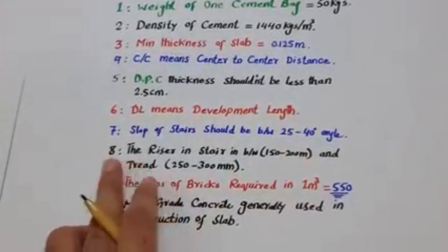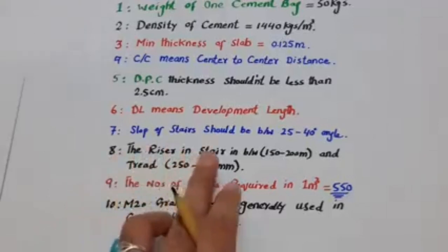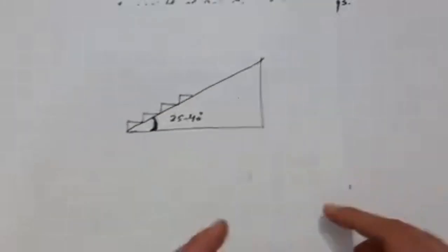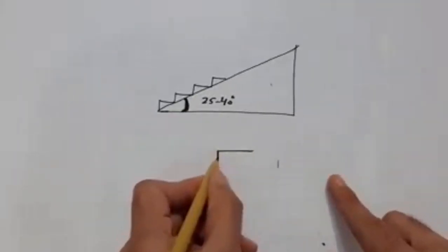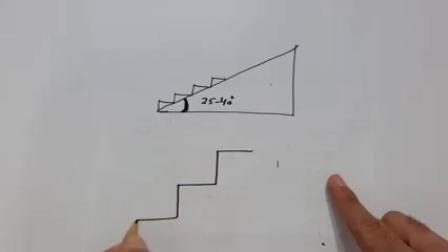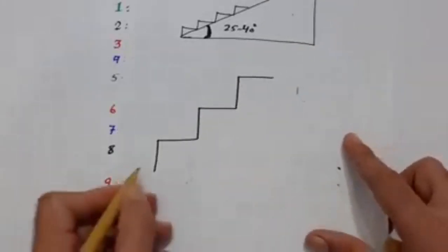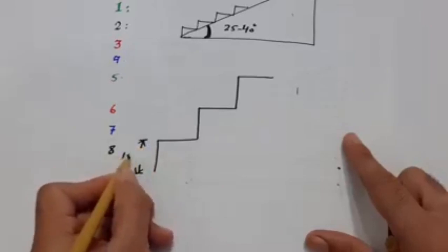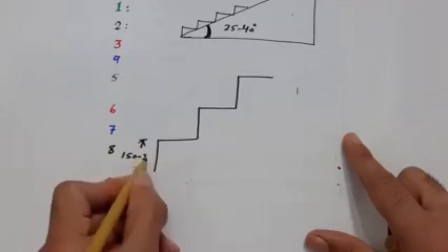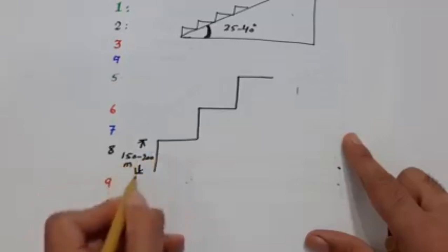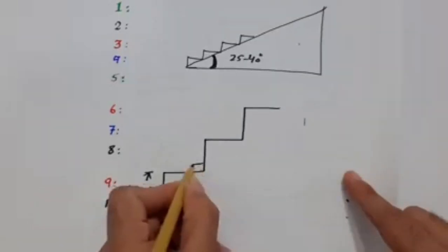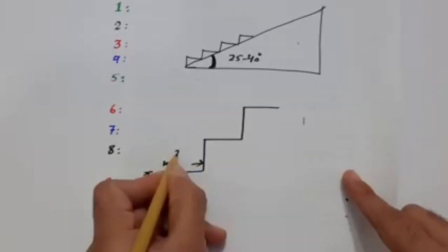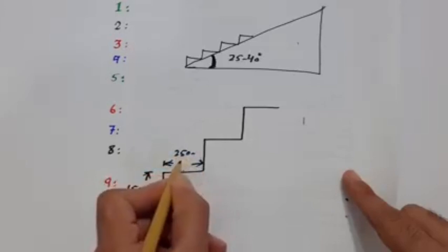Next one, guys, you can see here 8, the riser of stairs should be between 150 to 200. Riser means, as you can see, in the steps, this is called riser, so it should be between 150 to 200 millimeters, this height. And the next one, this is called tread. The tread should be 250 to 300 mm.